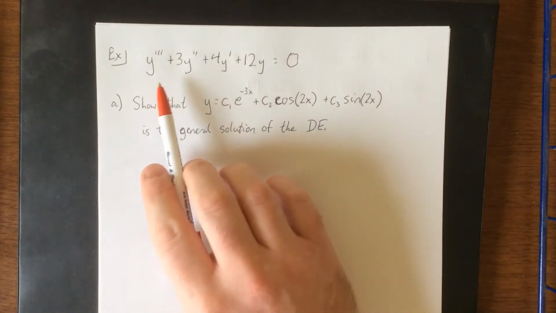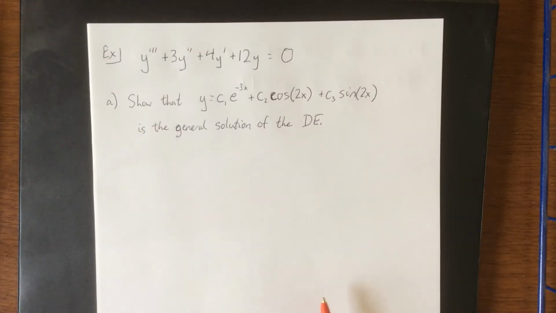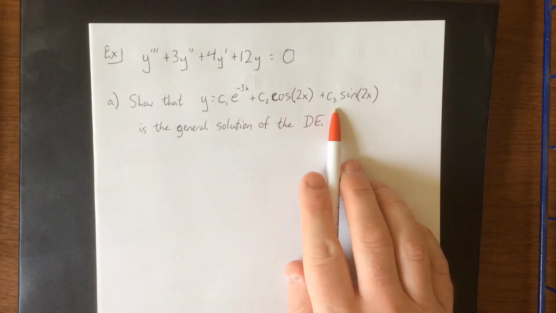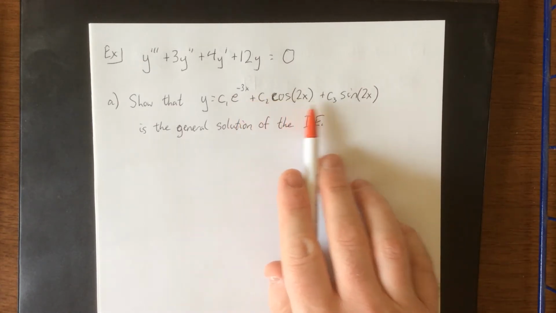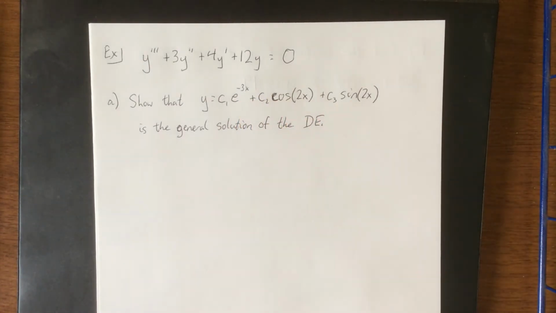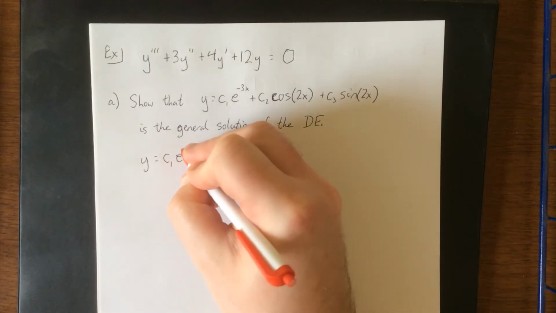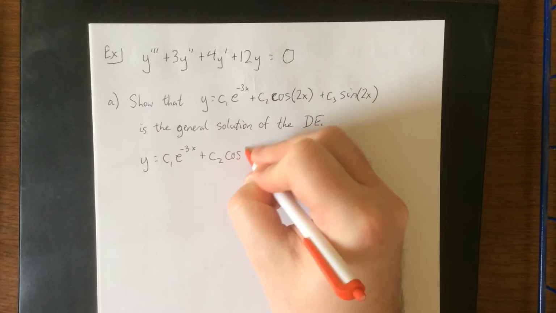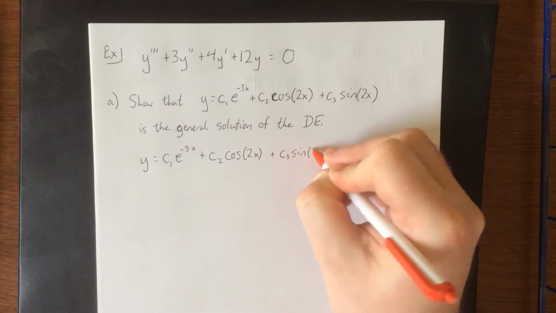Because it is a third-order differential equation, the general solution is going to have three unknown constants. They come to us in the form of c1, c2, and c3, being multiplied to the functions e to the negative 3x, the cosine of 2x, and the sine of 2x. So to verify our solution, the first thing we'll need to do is take three derivatives. So we'll start with c1 e to the negative 3x, c2 cosine of 2x, and c3 times the sine of 2x.